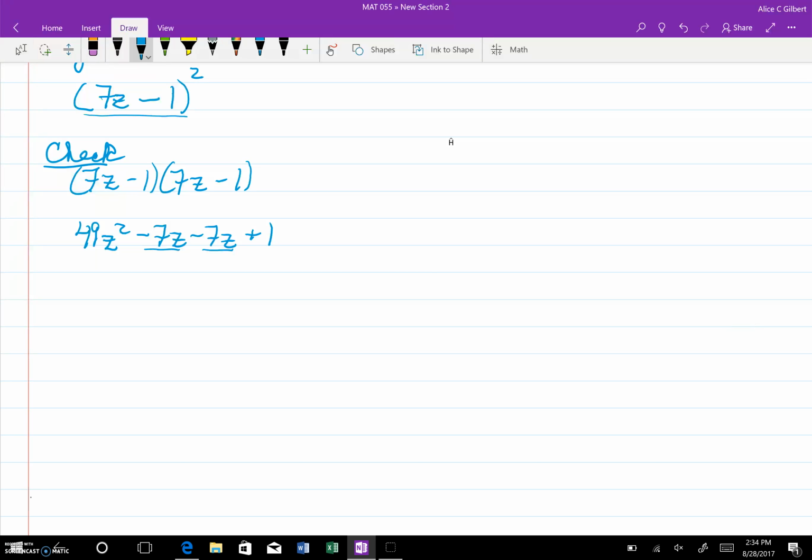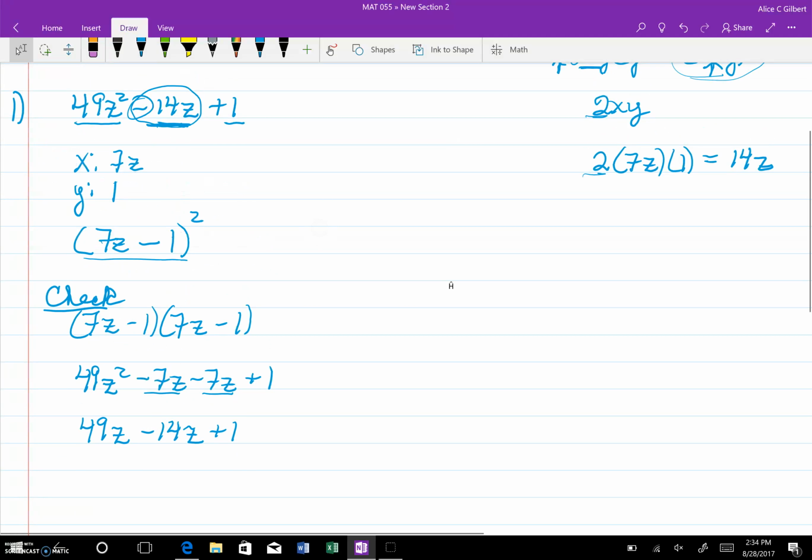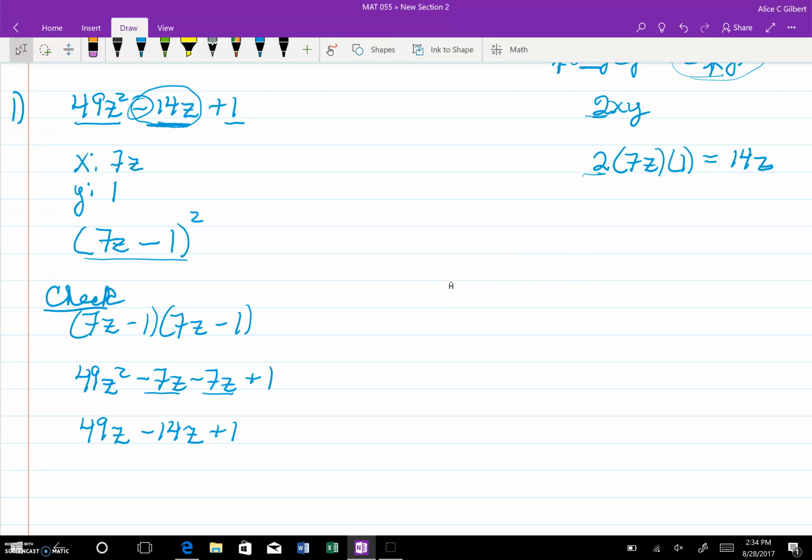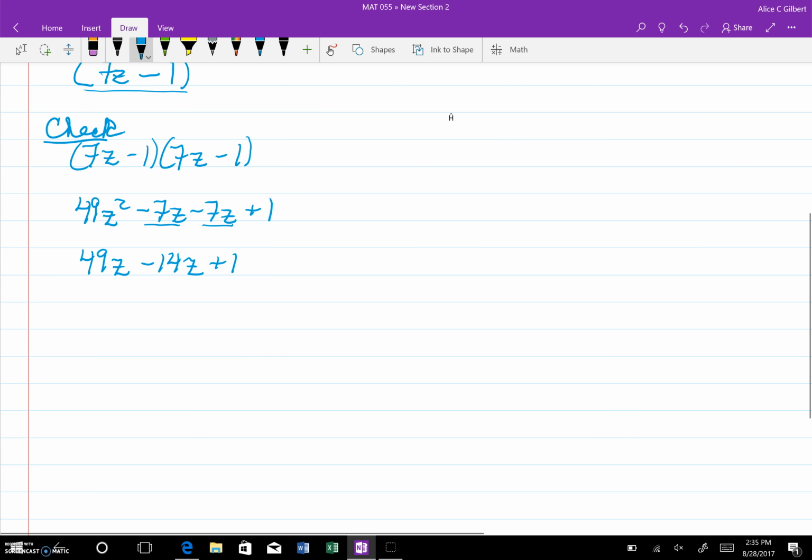Go away. Okay, so negative 7z minus 7z gives me negative 14z when I combine those like terms. And I come back to what I had to begin with. And this always happens every single time. Okay, that's why it's a pattern. And I do not want to ever see you, when it's a perfect square trinomial, multiply the 49 times the 1 and stretch your middle term, which you can do, but that's doing it the long way, and we don't want to do that anymore.